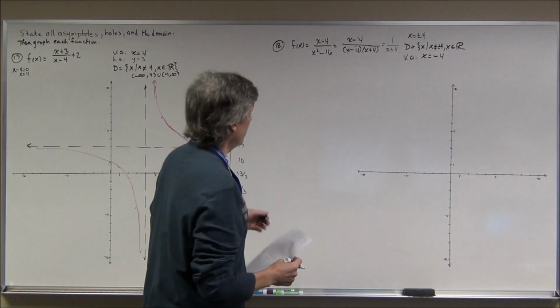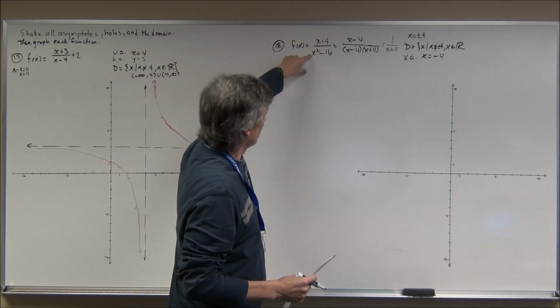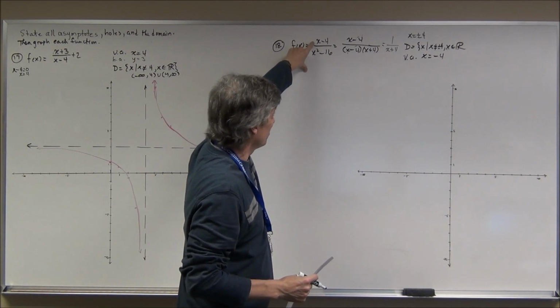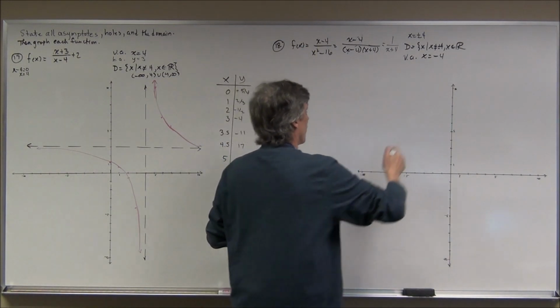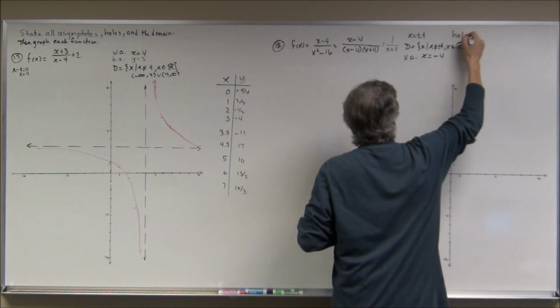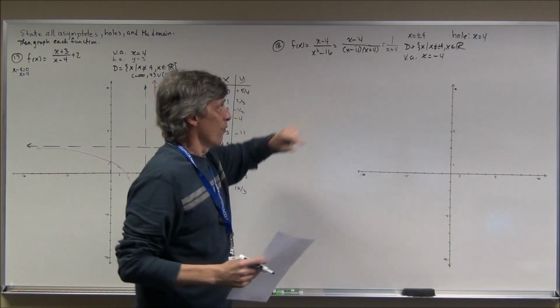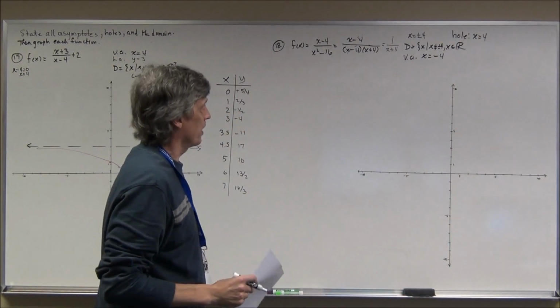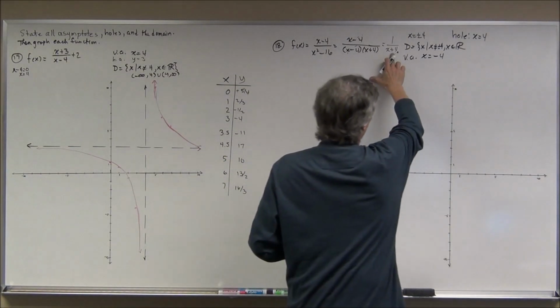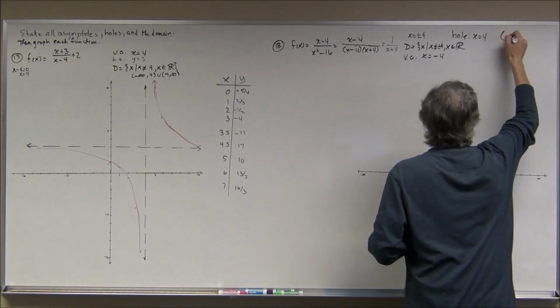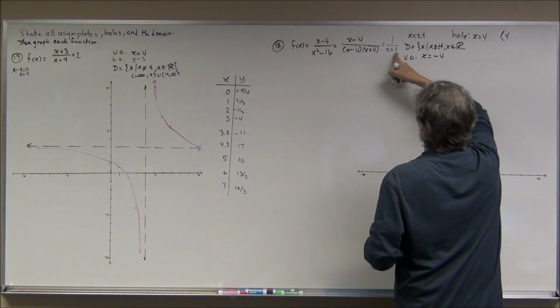So you say, well, what happens at positive 4? Because that gives me 0 in the denominator. Well, it also gives me 0 in the numerator. So I have a hole in the graph when that happens, and that happens when x is 4. Now, not the line 4, but the point when the x value is 4. In fact, if I plug 4 in here, I would get 4, plug 4 in here, that would be 1/8.